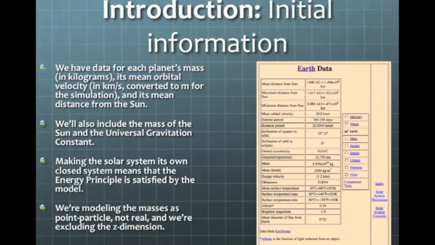So our starting information, like I said, we have data for each planet's mass in kilograms, its mean orbital velocity, converting that to meters per second for our simulation, and the mean distance from the Sun throughout the planet's orbital path. We also include the mass of the Sun and the universal gravitation constant. Making the solar system its own closed system means that we've satisfied the energy principle, and we're modeling the masses as point particles, not real, and this is all two-dimensional. We're excluding any z dimension.